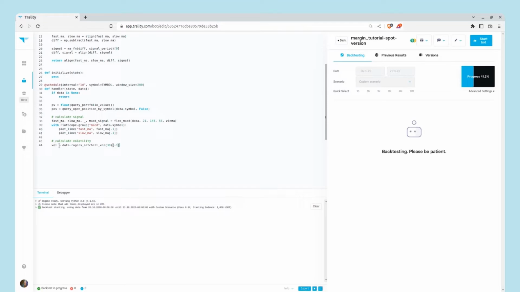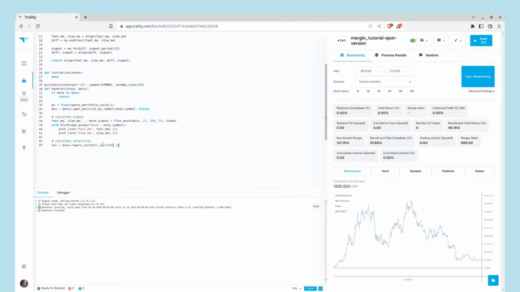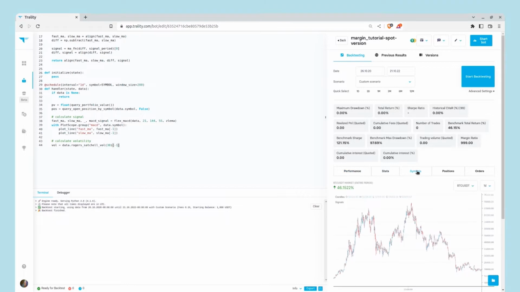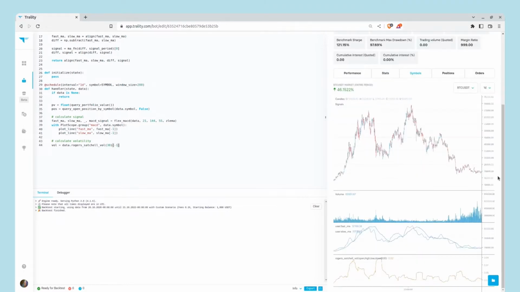Also in here, and this will become important a little bit later, I'm plotting the volatility using a Rogers-Satchell volatility indicator. This is a little bit better because it takes into account the highs and lows of the bars as well as the opens and the closes. So we can see there's no trading currently, and we can see the signal here and the volatility model.